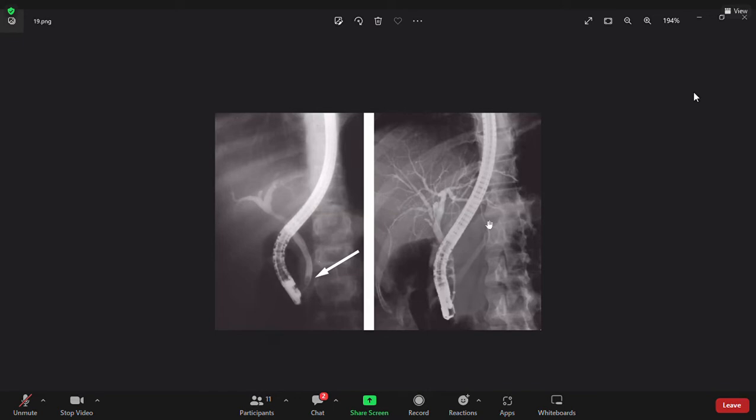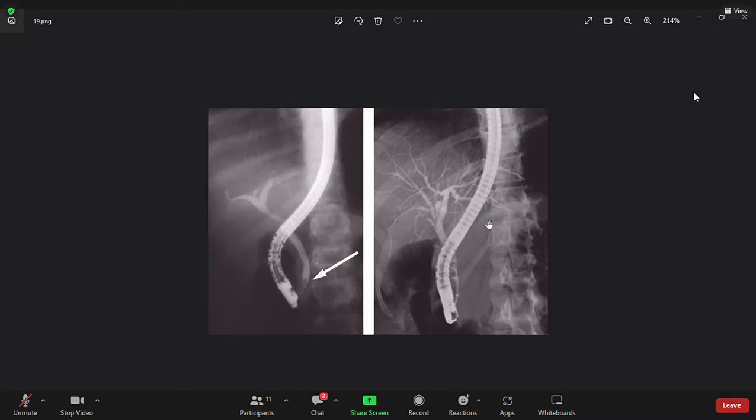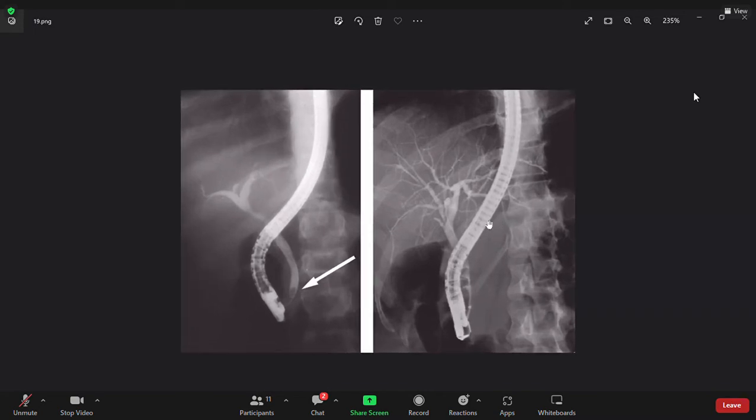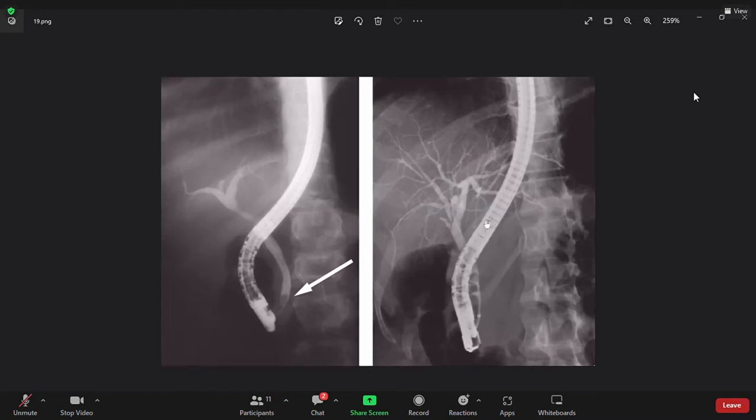Who can tell me what image this is? Straightforward. Can't get easier than that. Textbook image. What are we looking at? Anybody? Have you seen it clearly? Any takers? What's this big worm-like structure right here? Is that from ERCP? That's right.